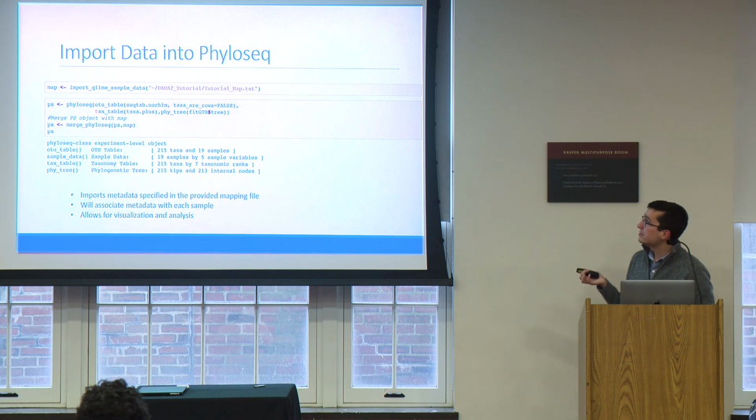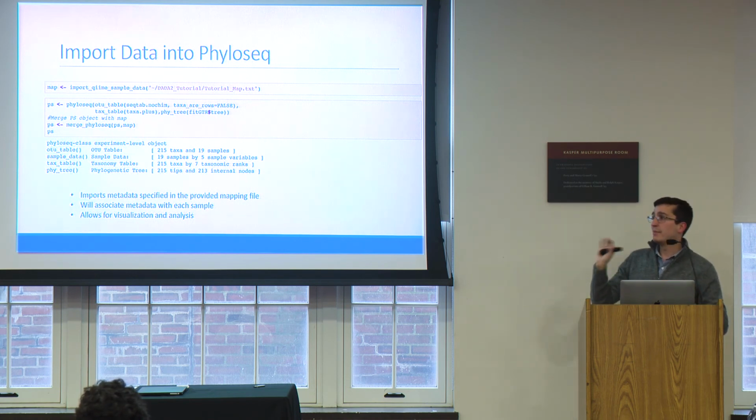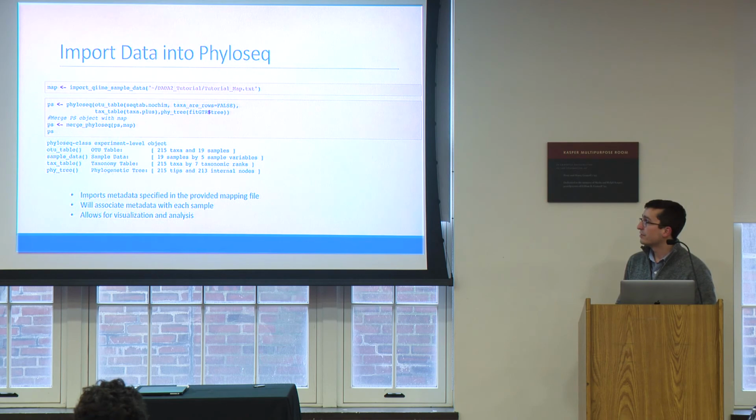What this phyloseq command here does is it takes all of the components that we have, so taxonomy table, sequence table, tree, and mapping file, and it puts them into a usable format. It'll associate the metadata that we showed in the mapping file with all of your samples in your data set. And this will allow you to later analyze and visualize your data.